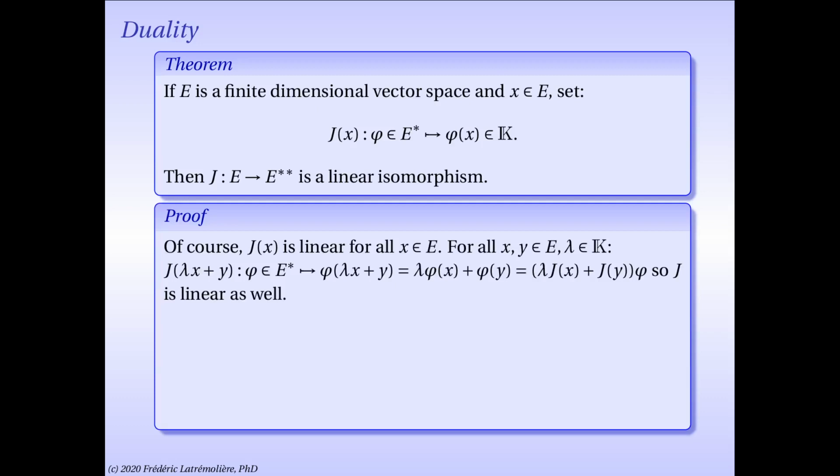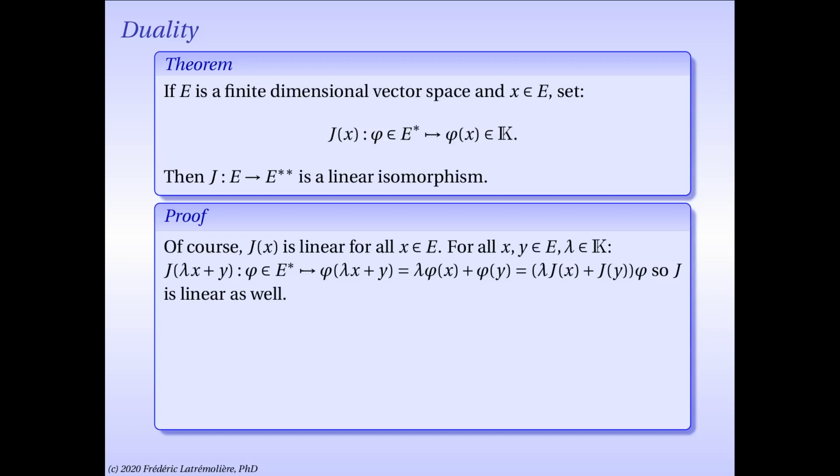Then we note that J itself is a linear function. So we take two vectors x and y in E and a scalar lambda, and we calculate J applied to lambda x plus y. Remember, J applied to lambda x plus y is an element of the bidual of E. So it's a function with input being a linear functional over E. Let's call it phi. And what does it do to phi? It maps it to phi of lambda x plus y by definition.